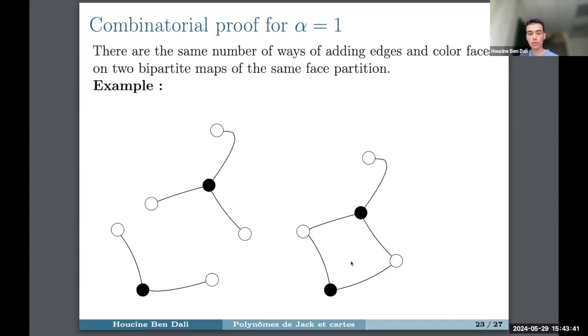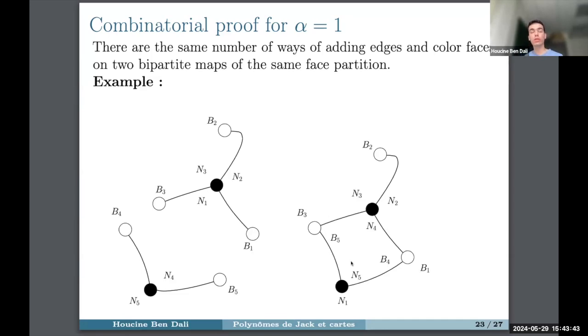So how does this work? The first thing, since the two maps have the same faces, we can define a kind of face isomorphism between the two of them. It's just labels on the corners of the map. If we travel in some direction in this map, let's say the direct or clockwise direction, we see the labels N1, B1, N2, B2. And this is exactly what we see here: N1, B1, N2, B2. So this is an isomorphism which respects the structure of faces between the two maps.